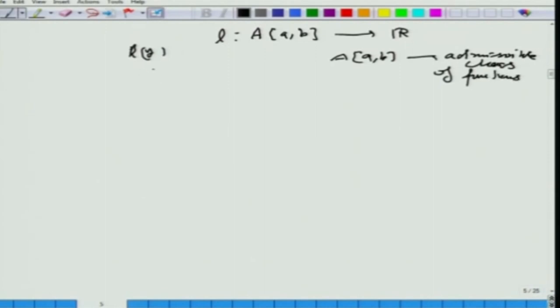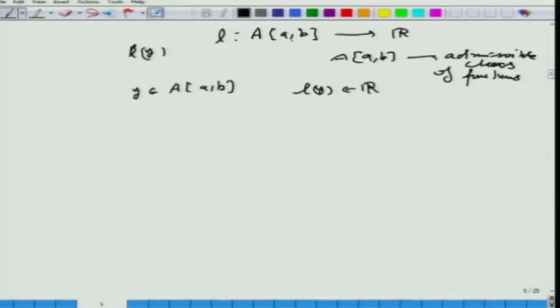So, L is actually called a functional. For each y in [a, b], we have associated L(y), which is a number in R. So, given a function in this admissible class, this L, which is called a functional, is a function of a function, loosely speaking. Here the argument of L is actually a function.